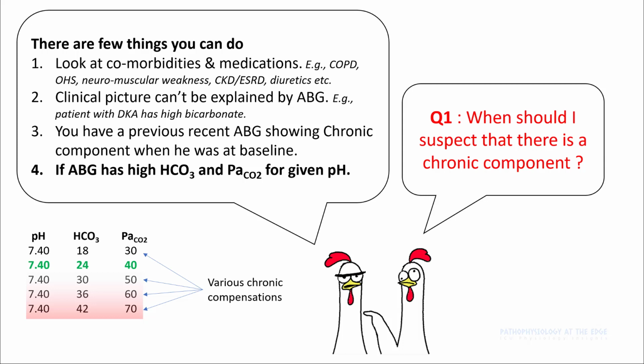Lastly, if your ABG shows high bicarb and PaCO2 for a given pH, you're possibly dealing with a chronic component. So if you look at these various ABGs with the same pH of 7.4, the one with a bicarb of 24 and PaCO2 of 40 is where a normal person sits. And as you develop more CO2 retention or develop metabolic acidosis or alkalosis, your ratio between bicarb and PaCO2 will change. Mostly it's in the direction of higher PaCO2 and higher bicarbonate, though in patients with CKD and ESRD, you can see lower bicarb and lower carbon dioxide values.